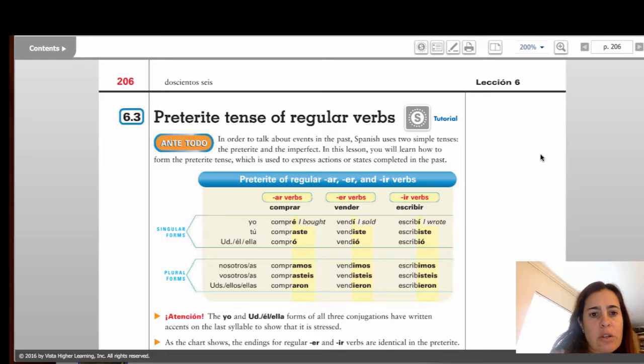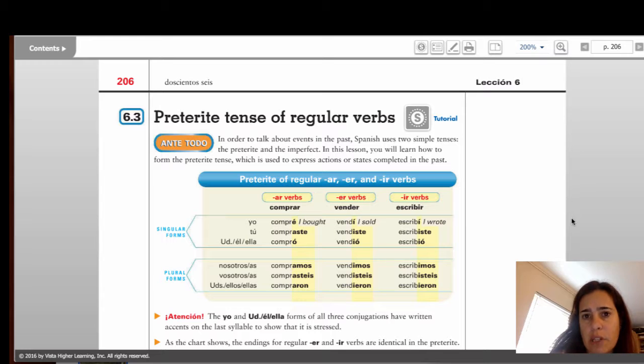So in this section, you start by learning that there are two main tenses to talk about the past. They're called the preterite and the imperfect. And in this lesson, you're going to start by learning the preterite. The preterite is used to talk about specific times in the past, specific moments in the past with a beginning and an end of an action.